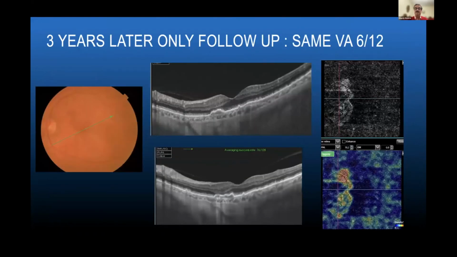This is 3 years later, almost the same, with changes in the shape of the RPE detachment, the irregularity, but she has the same thing. She has no difference. So I treated a couple of other patients, then I stopped treating this patient and only followed up by OCT and OCTA.